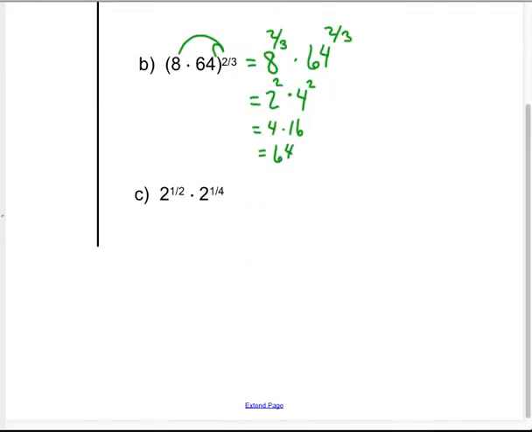All right, next example, I've got the same base. My base is 2 raised to different powers. So think about, for example, if we had something like x squared times x to the 4th, what would we do with those exponents? We would add them. So we do the same thing here. As long as it's the same base, we add the exponents. Now don't forget how to add fractions.